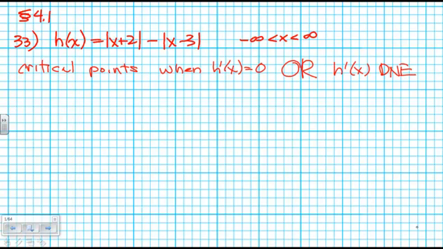Any ideas? Find the derivative. To find the derivative of this is hard. What do you do with absolute functions? And the answer is, what do we do with them? What we do with them is we treat them like the piecewise functions that they are.